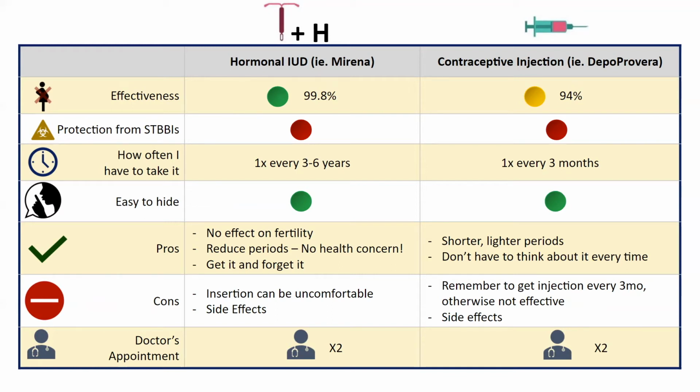Advantages include no effect on fertility. They reduce periods. You get it and forget about it while still having protection. The disadvantages are that insertion is uncomfortable and there are side effects.